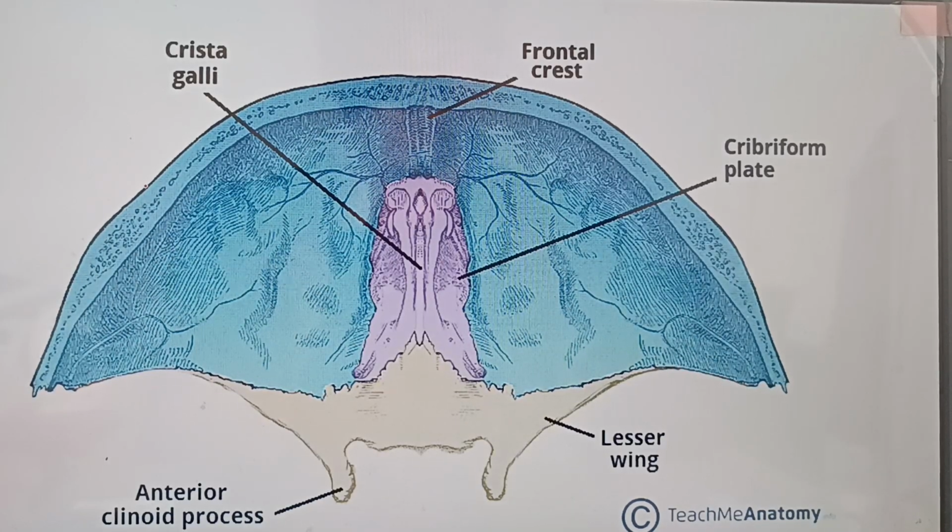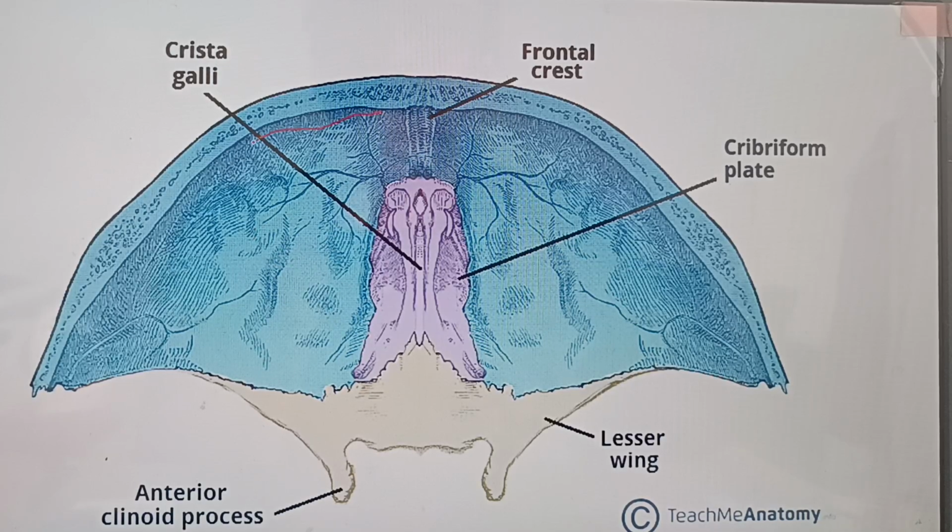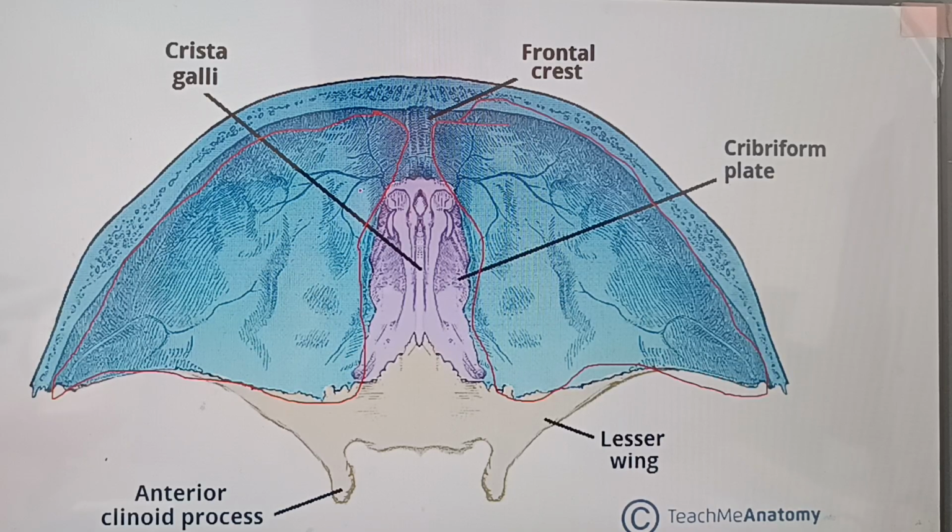In the last video, we studied the cranial fossa and its divisions. Now let us see the anterior cranial fossa in detail in this picture. What you see in the blue color is the orbital plate of the frontal bone on right and left. That represents the roof of your orbital cavity.